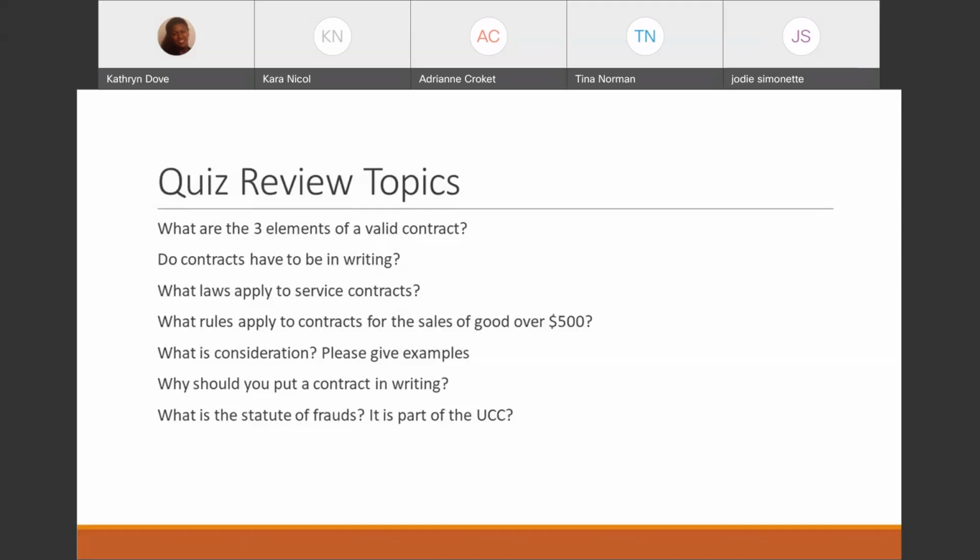So if Bob is a smoker and grandma wants Bob to quit smoking because it's bad for him, and grandma says, Bob, if you quit smoking for a year, grandma will give you $500. Is there consideration for that contract, Tina? Yes, it's the stopping of smoking and the $500. Exactly. If Bob gives up something he has a legal right to do, that's forbearance, and that's something of value.